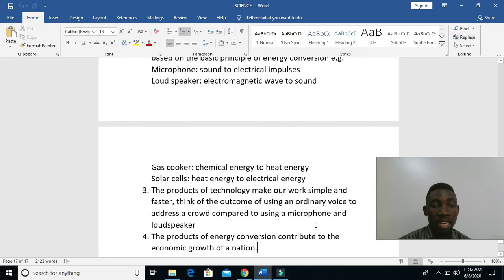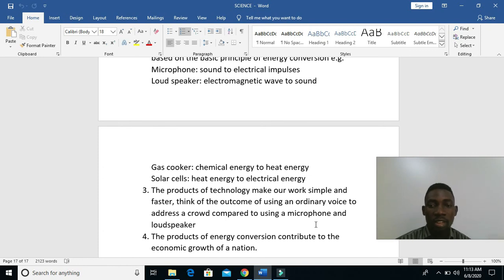And number four, the last importance: the products of energy conversion contribute to the economic growth of a nation. Of course, the products of technology have made the world a global village, a better place. Through the products of technology, I can reach someone in America, in Germany, in any part of the world today. And most of these products actually work based on the principle of energy conversion.